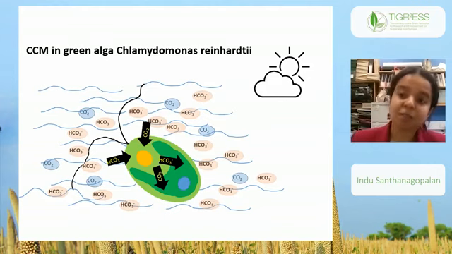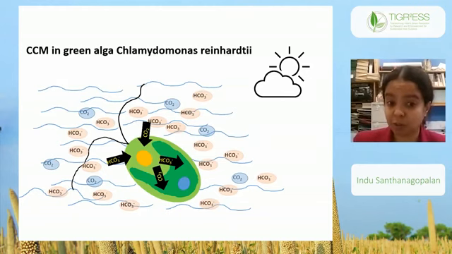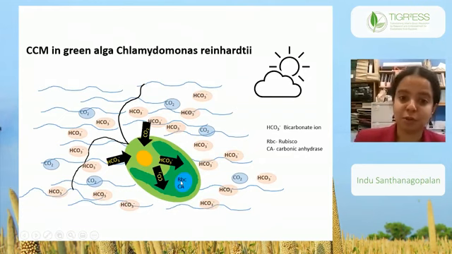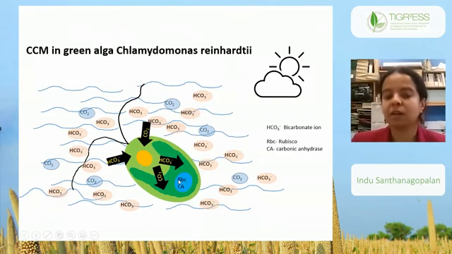There are transporters to transport these inorganic carbon forms, both bicarbonate ions and carbon dioxide, into the cell, into the chloroplast, and finally to the pyrenoid. And in the pyrenoid is rubisco, and also carbonic anhydrase molecules, which will convert bicarbonate to carbon dioxide, because rubisco can only act on carbon dioxide.